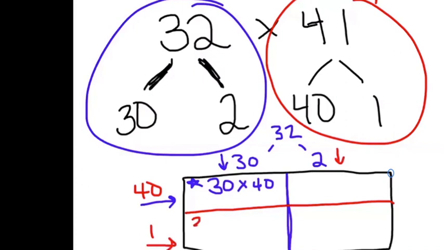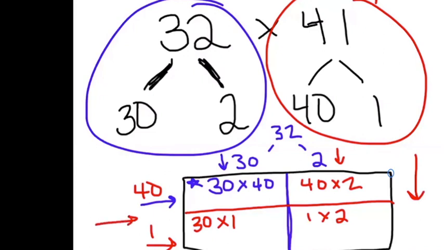I'm going to see what's coming down and what is coming across. So for this box right here, I would have 30 times 1. This box up here, I'm going to have 40 times 2. And this last box, I have 1 times 2. Does anyone have any questions on, Ms. Awada, how did you get those numbers? I don't see what's coming down and I don't see what's coming across. Or thumbs up if you're good on that.